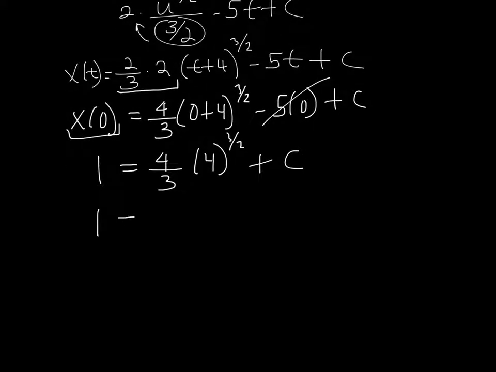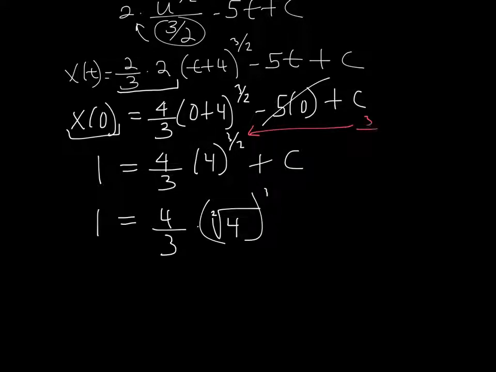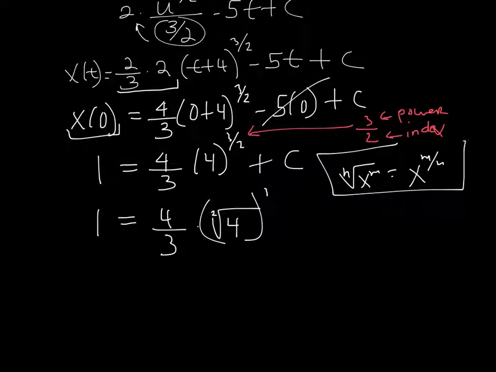And just some simplification here. So we have 4, so this really means 4. Have a root. The root is 2, and then I'm cubing. When you have 3 halves, this is the power, and this is the index. So this is my power, and this is my index. Another algebraic property: the nth root of x to the m is x to the m over n. That's what I'm using from algebra.